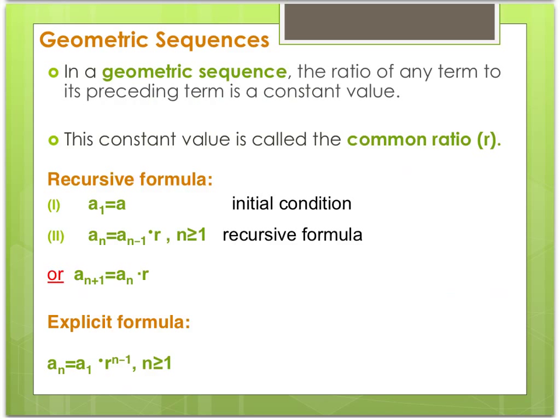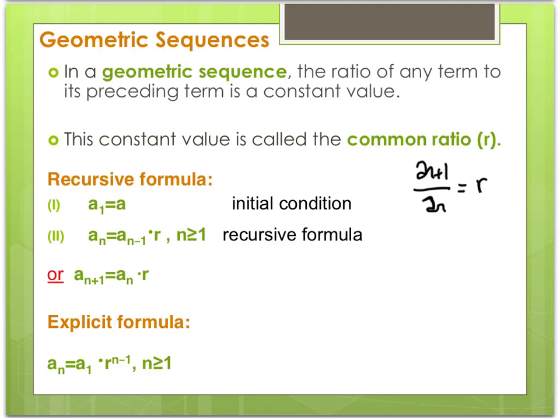In a geometric sequence, the ratio of any term and its preceding term is a constant value. Now the word ratio, remember, means to put it in a fraction and to compare the two numbers using division, and preceding means the term right before it. So whenever I take a sub n plus 1 and I divide it by a sub n, I should always get a constant value, r. Now this constant value is our common ratio.